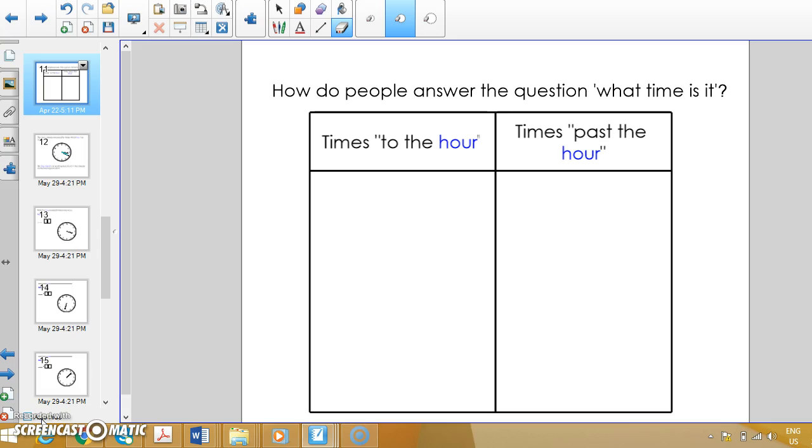Now there are 2 different ways people talk about the hour in time. Sometimes they say the number of minutes to the hour. They'll say it's 10 minutes to 4. Or sometimes they talk about the number of minutes after the hour. So they'll say it's 10 minutes after 4, or 4:10.